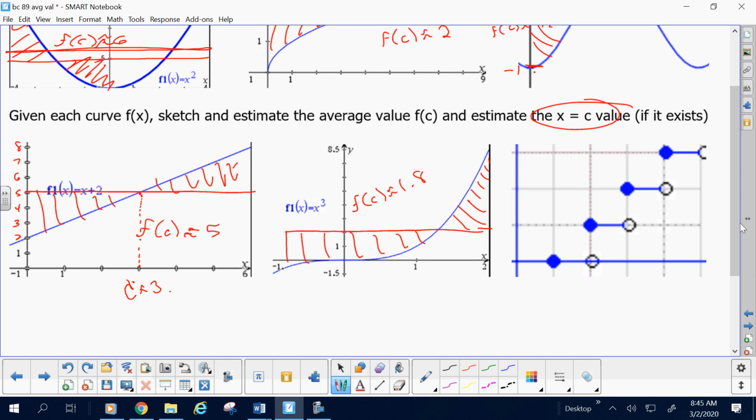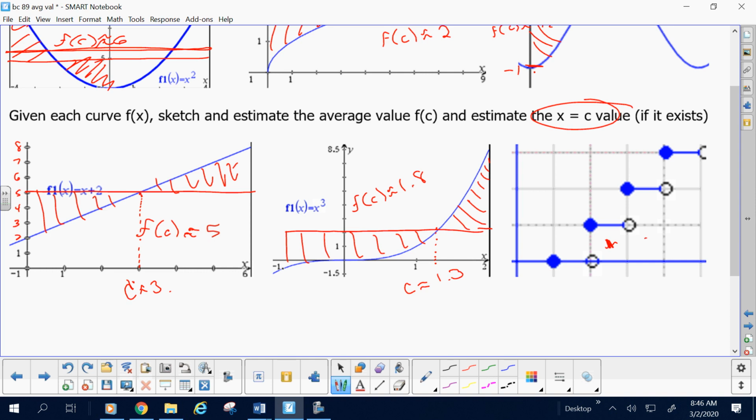And what is the c value? For the x at which it's made. The x is about 1.3. Sure, sounds good. Okay? Last but not least, what's the average y value? I can actually calculate it here. What's this area? 1. Yes, great job. You can count boxes.